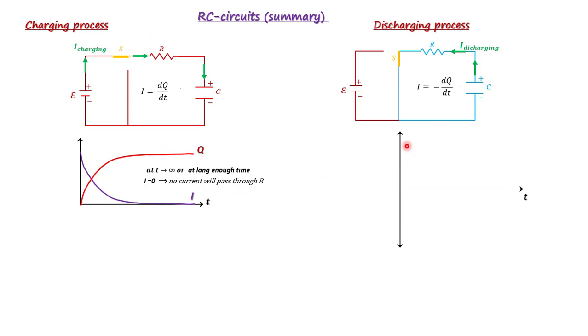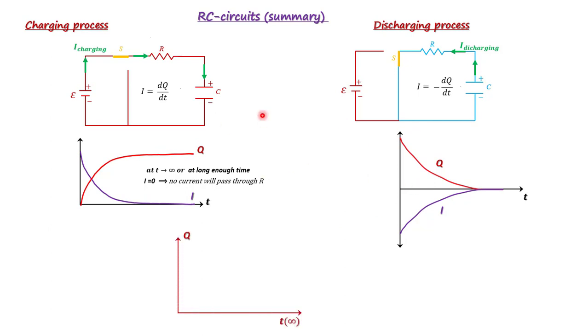Now for the discharging process, we have charge as a function of time, and we have current as a function of time. They are very similar, but there's this minus sign. For that, I just put my current here, because I is minus dq over dt. So they are actually reversed. They are not on the same side.